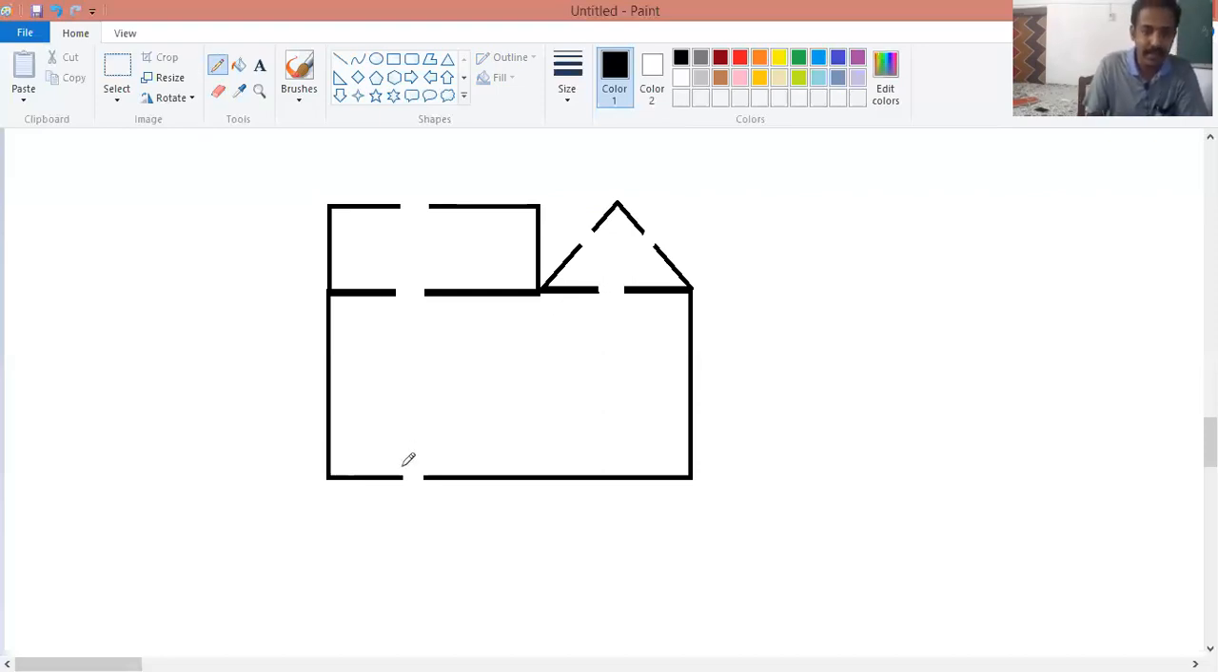This is a 24-volt battery. This is a 12 ohm resistor, this is a 12 ohm resistor, this is a 6 ohm resistor, this is a 6 ohm resistor, and this is a 12 ohm resistor.